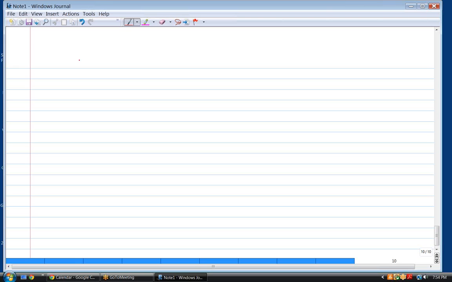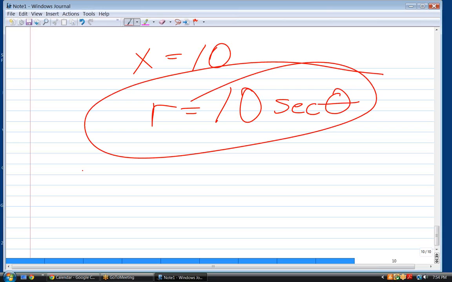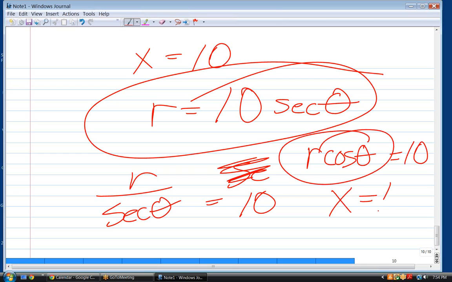All right. The next one's pretty similar. It's just x equals 10. See why I got that? Yeah. Because secant of theta, 10 is going to equal r divided by secant of theta. And secant of theta is the inverse of cosine. So now I have r cosine of theta equals 10, and r cosine of theta is x. So this and this are the same.